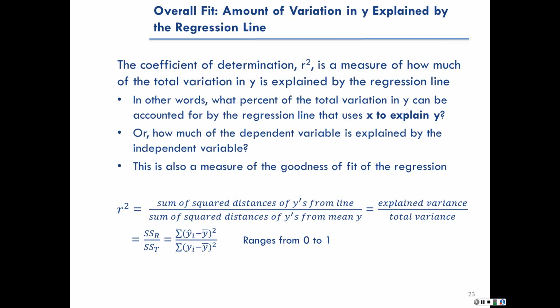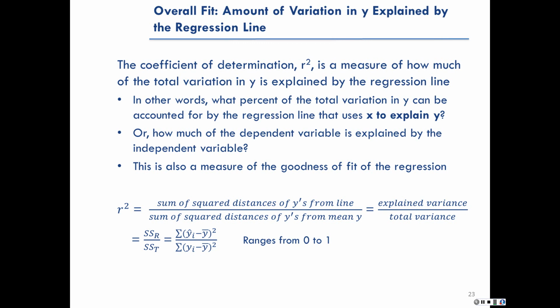Okay, so what we're often interested in is the overall fit of our regression. This is also the amount of variation in our dependent variable y explained by the regression line. The measure that we use to measure that overall fit is the coefficient of determination, r squared, which you've also seen in Module 10. This is a measure of how much of the total variation in the dependent variable y is explained by our regression line. In other words, what percent of the total variation in y can be accounted for by the regression line that uses x to explain y, or how much of the dependent variable is explained by the independent variable.